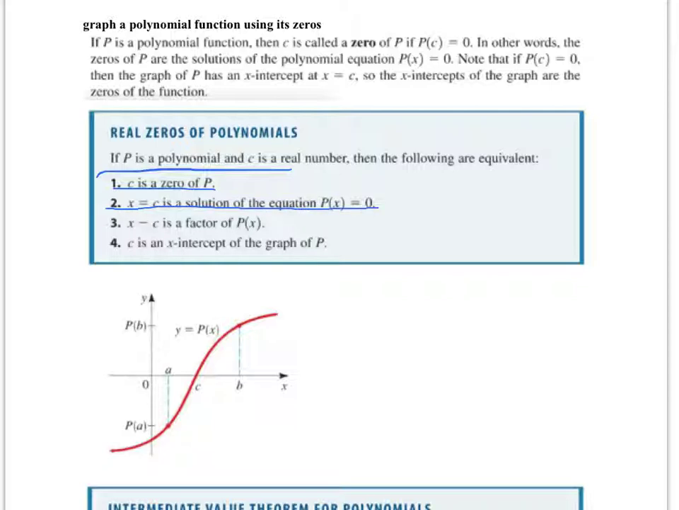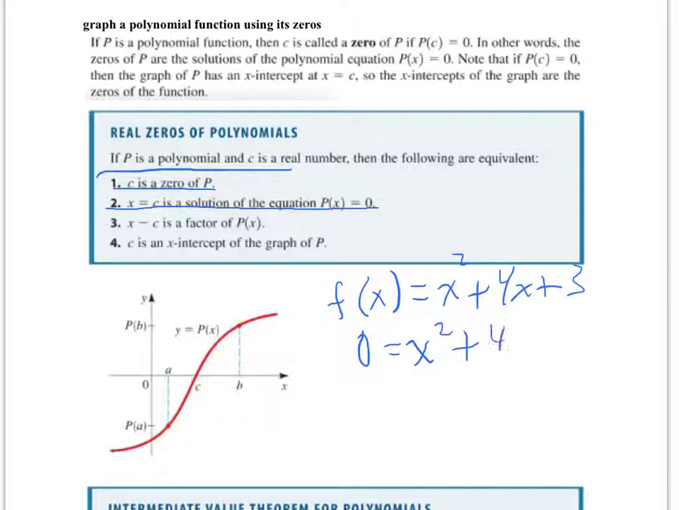So, you know, you've been doing these quadratic equations all this time. You've been solving equations like f of x equals, I'll say, x squared plus 4x plus 3. You've been solving equations like 0 equals x squared plus 4x plus 3.